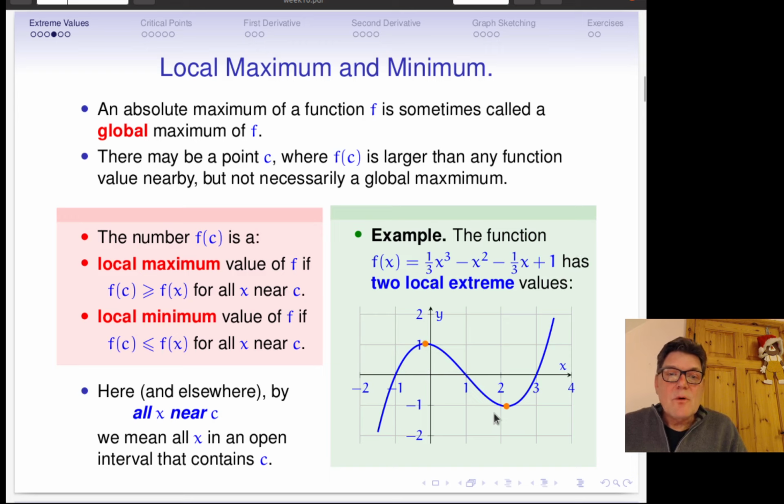Similarly, the other orange dot here near 2 on the x-axis is a local minimum. The function value there is smaller than any f of x nearby.